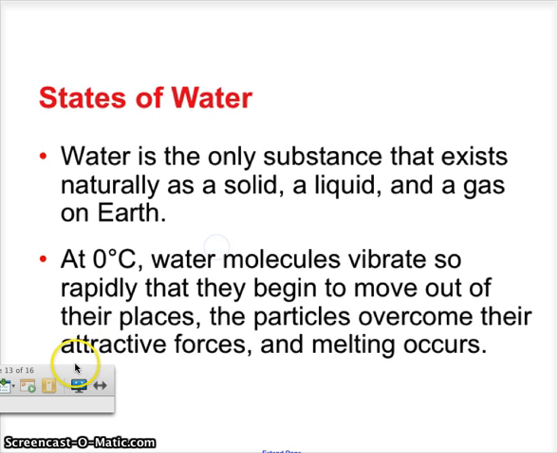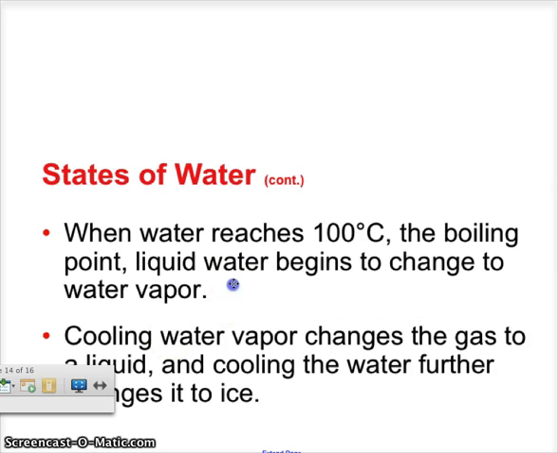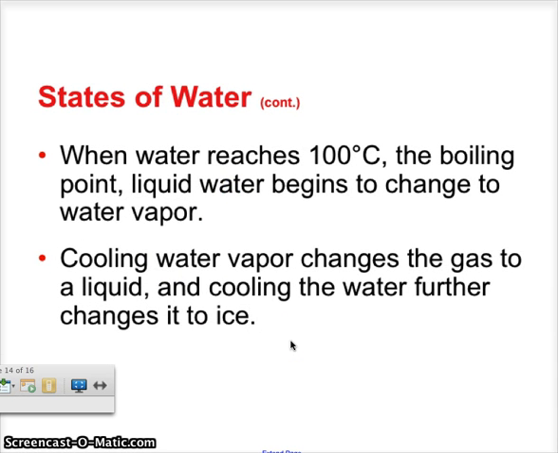We can look at the states of water, and the idea that water is the only substance that exists naturally as a solid, liquid, and gas on Earth. At 0 degrees Celsius, water molecules vibrate so rapidly that they begin to move out of their places, the particles overcome their attractive forces, and melting occurs. So 0 degrees is the melting point for water. We can also look at 100 degrees, that's the boiling point of water, and that's going to go from a liquid to a water vapor. And then cooling water vapor, when it goes the opposite direction, will go from water vapor to liquid is condensation, and then when we go from liquid water to solid, that would be ice.